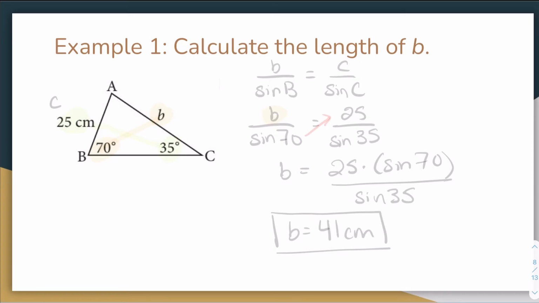Let's calculate the length of B. First, I'll check if I have a corresponding pair. I do. I have both pieces of information. Now I'm looking for B. Do I have more information about this one? Yep, I have the matching angle, so I can use the sine law. Since I'm solving for a side, I'm going to put the formula that has side on top. B over sine B equals C over sine C.